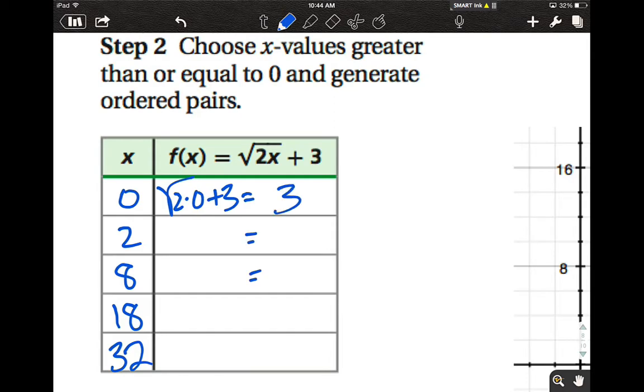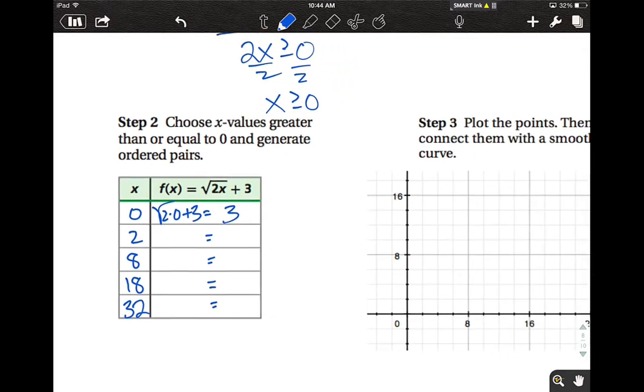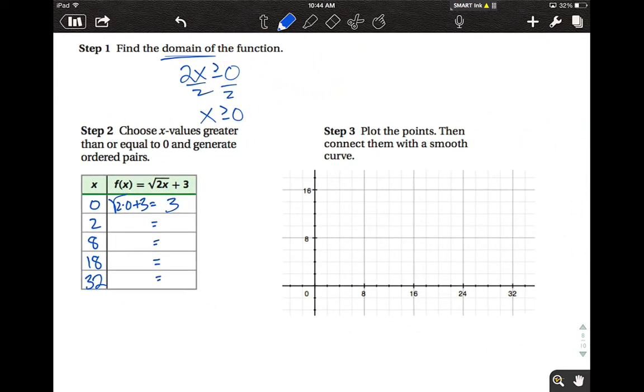Why don't you guys go through and fill these out, and then we'll plot the points, and then we will make sure that we have a nice square root function. You kind of see what they look like. So press pause and come back to me when you're ready.